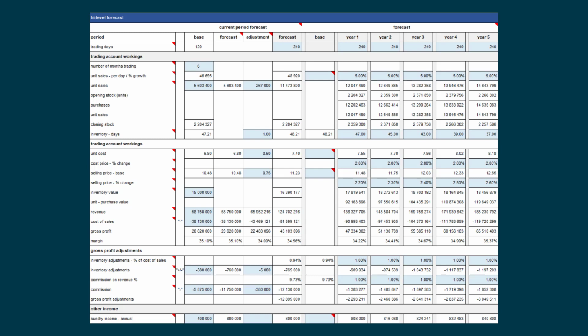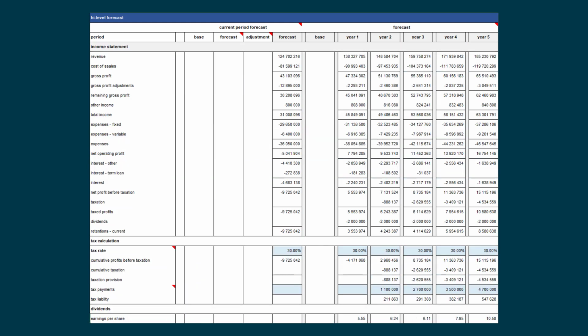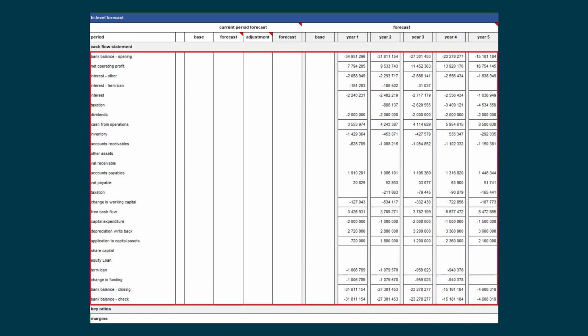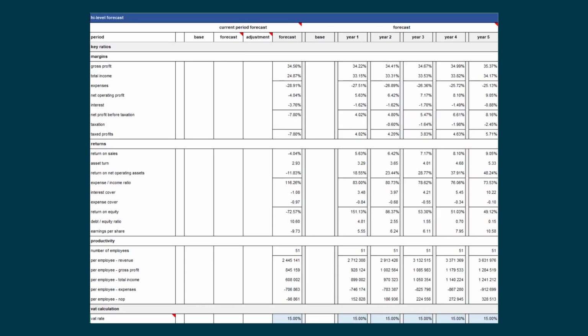Let's briefly look at the various financial reports available. The income statement shows the trading results forecasted. The balance sheet shows the financial position after each forecast period. The cash flow statement shows the movement of cash between each financial period, and the ratio schedule is a good indicator of the health of the enterprise.